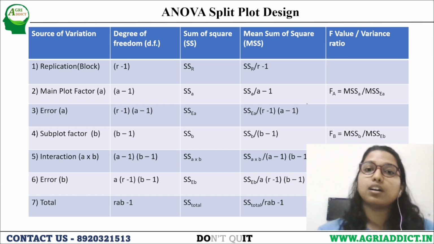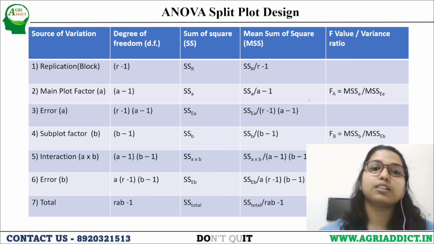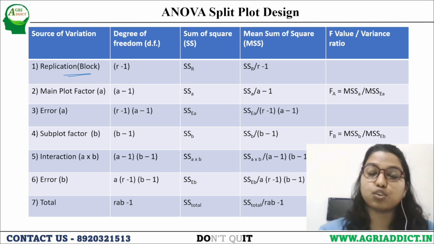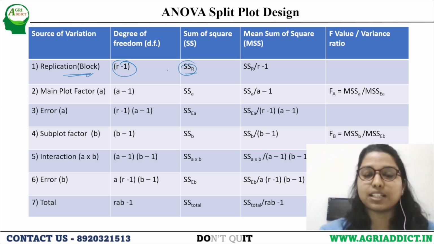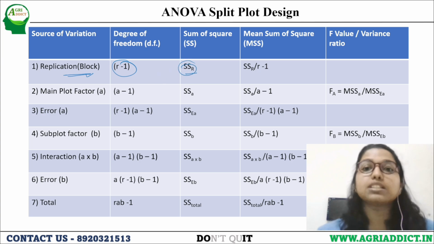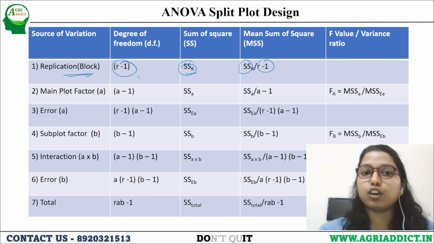So this is the ANOVA for split plot design. Here, this replication will be there. Replication is a source of variation here. So degree of freedom for replication would be R minus 1. Sum of squares SSR is similar to the previous ANOVAs we studied for the previous 3 designs. So here also we are dividing the sum of squares by the respective degrees of freedom.